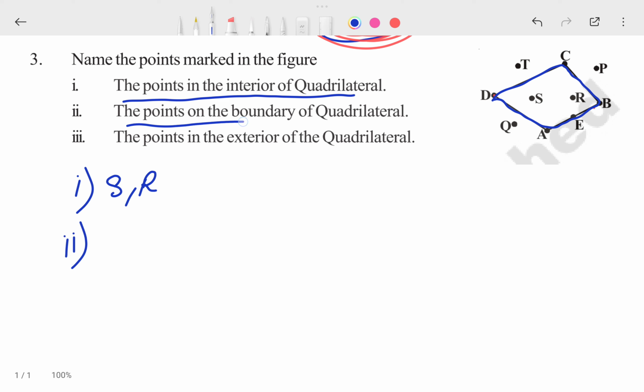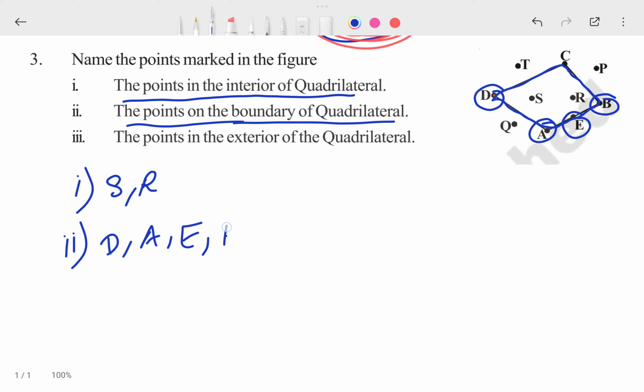The points on the boundary of the quadrilateral. Which are on the boundary? D is on the boundary. Then A is on the boundary. Then E is on the boundary. Then B is on the boundary. Then C is on the boundary. That's over. Now let's do the third question.